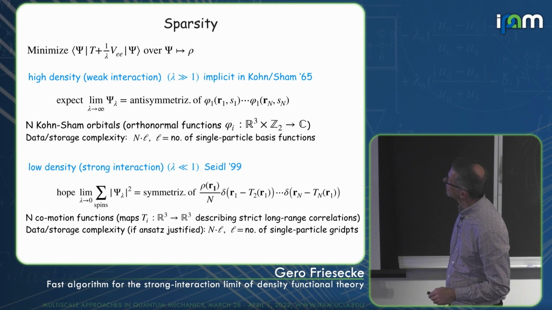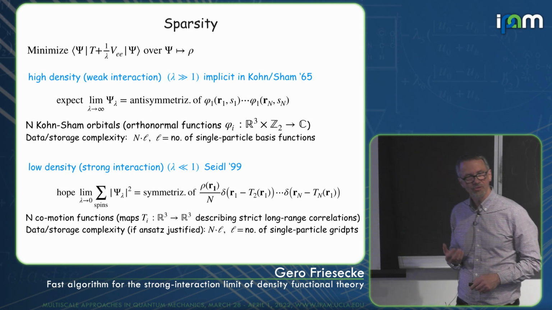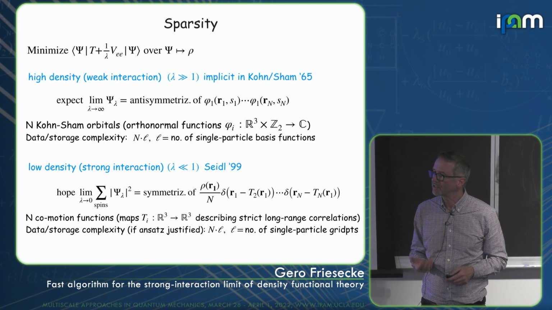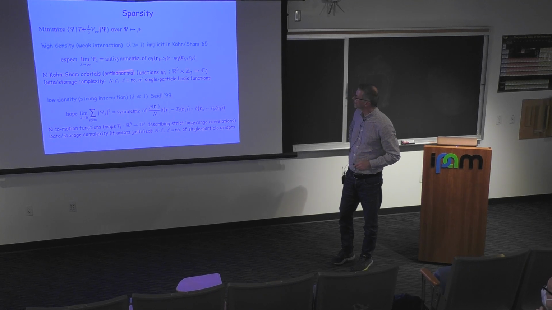So you expect, and this would become more mathematical in the high density weak interaction limit, because then you have a non-interacting system, and in the limit the wave function becomes just a Slater determinant. So for non-interacting systems, Slater determinants are an exact ansatz. Everybody knows that, and so the parameters here would just be n Kohn-Sham orbitals.